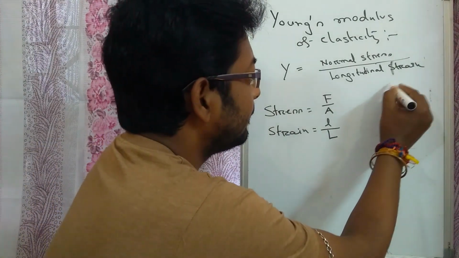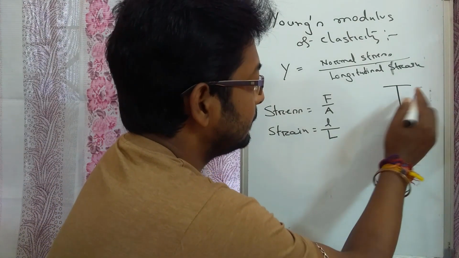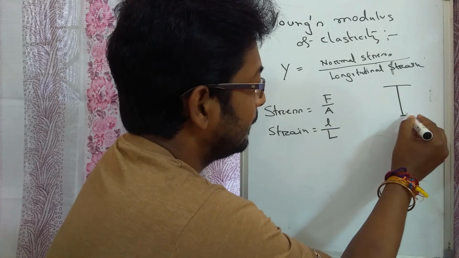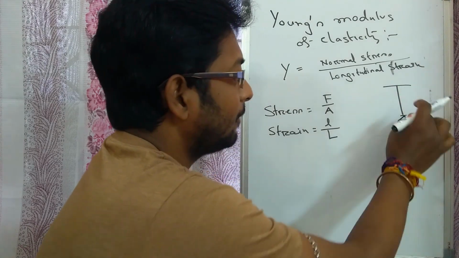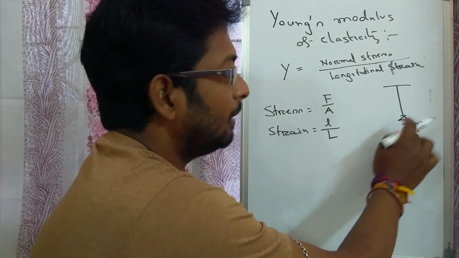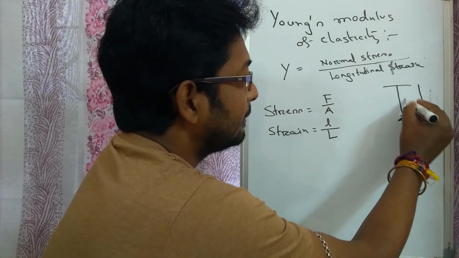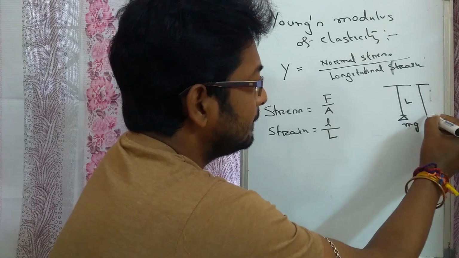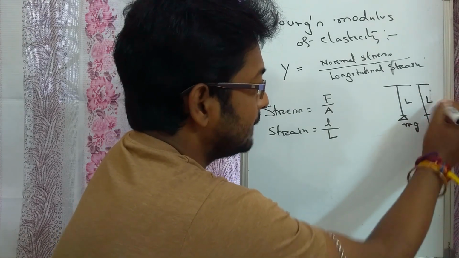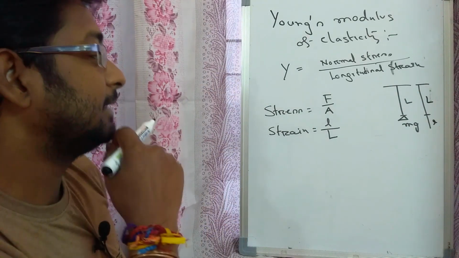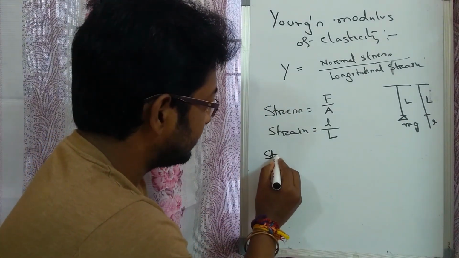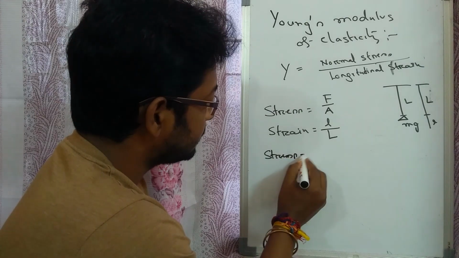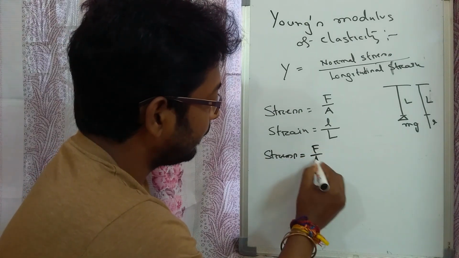Suppose this is a rod, and if I put some weight mg, what happens is it changes its length. Suppose this is the L, so in that case its length may change. So this is L and this small l is the change in length. Okay, so in case of stress, I can write stress equal to F by A.